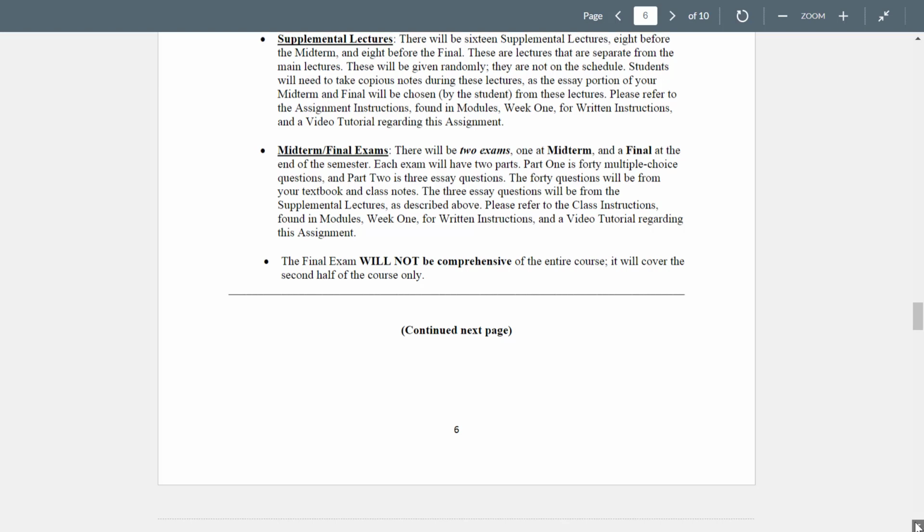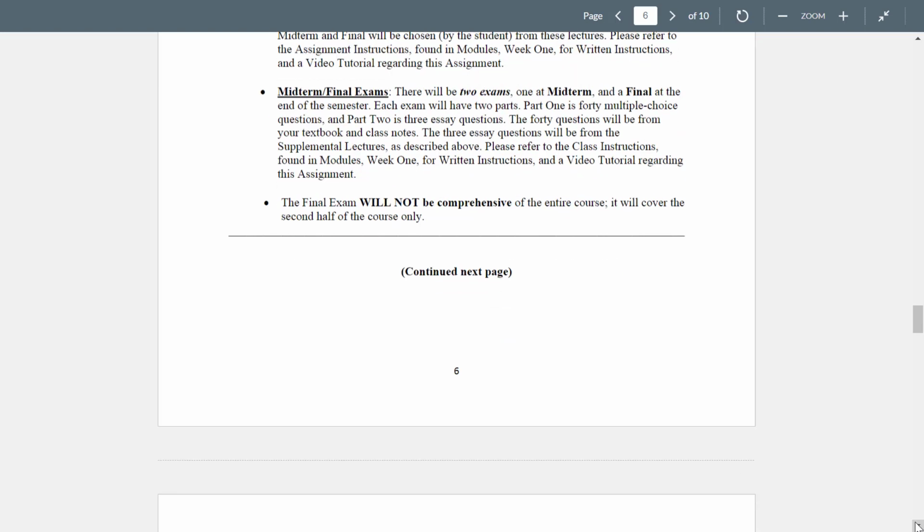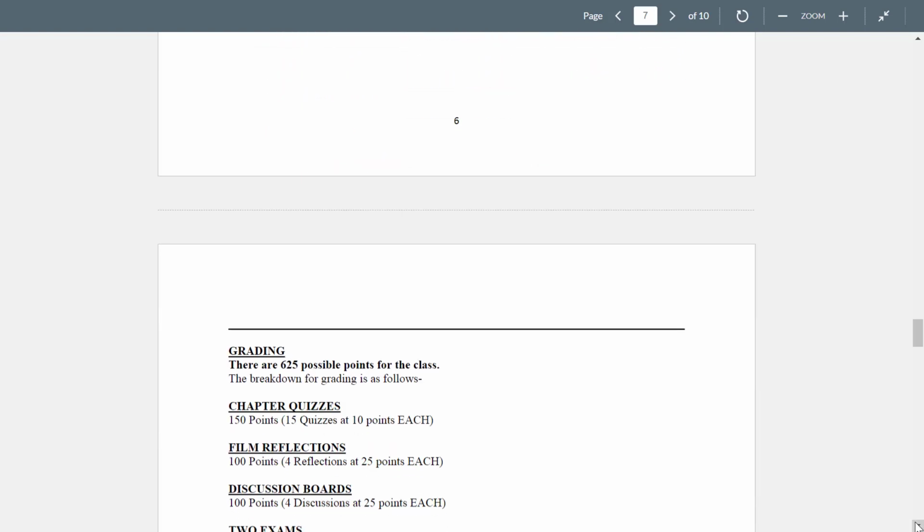The final exam will not be comprehensive of the entire course. It will cover the second half of the course only. So you don't have to worry about the first half once we get past it.